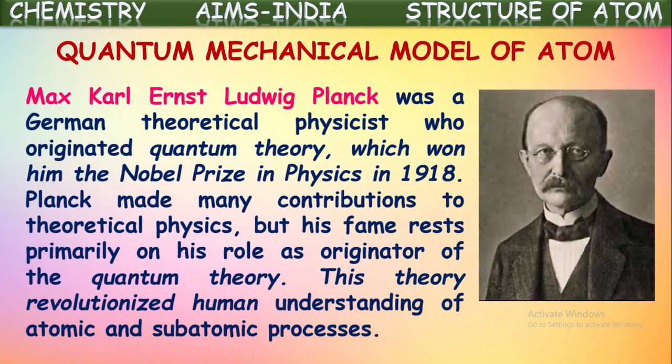Max Planck was a German theoretical physicist who originated quantum theory, which won him the Nobel Prize in Physics in 1918. He made many contributions to theoretical physics, but his fame rests primarily on his role as originator of the quantum theory, and it won the Nobel Prize for him.